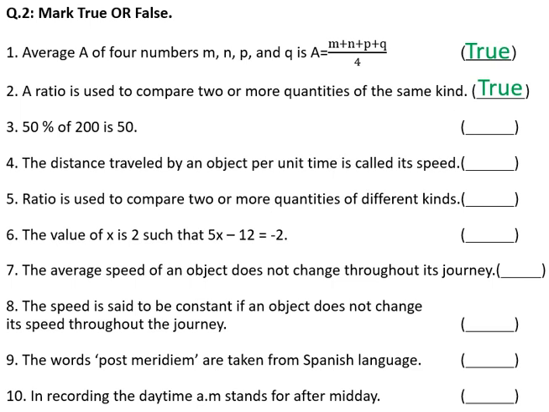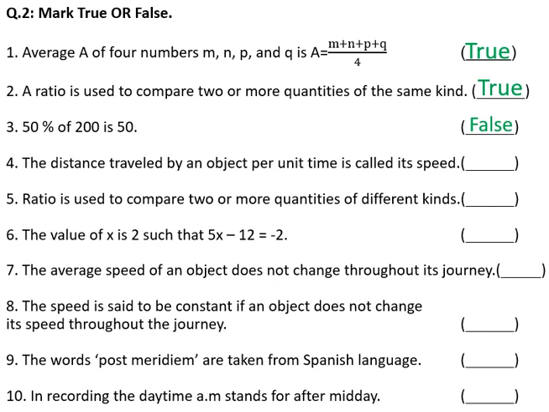Number 3: 50% of 200 is 50. Students, you understand that any number is a complete 100%, and when we take its 50% it will become half, but here the number is 200 and half of 200 is 100, not 50. That's why this statement is not correct, that is false. 50% of 200 is not 50, it will be 100. So this will become false.